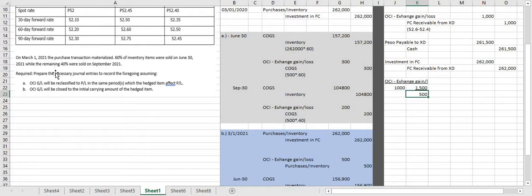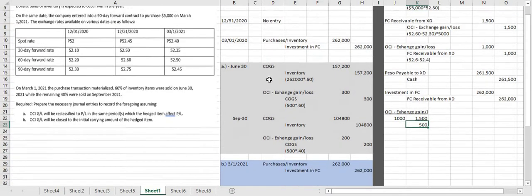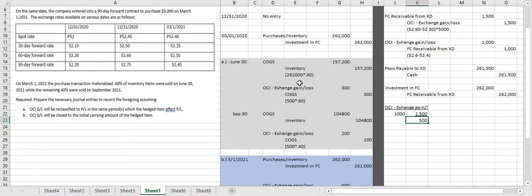Una, we'll transfer or classify the OCI to the profit or loss at the same time that the hedge item, in this case, yung ating inventory, affects the profit or loss. And what do you mean by the hedge item affecting profit or loss? Okay? In this case, the inventory affects the profit or loss at the time that the inventory is being sold. It means na na-transfer yung inventory to the cost of goods sold. So if that's the case, ito yung ating entry for letter A.